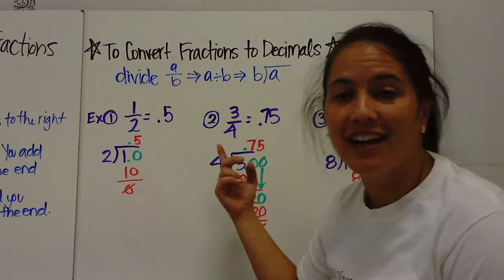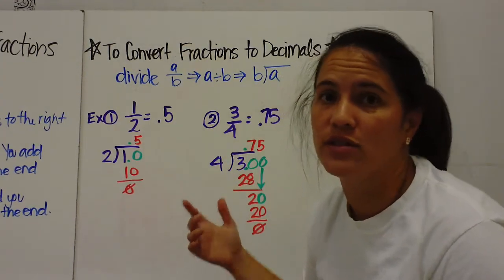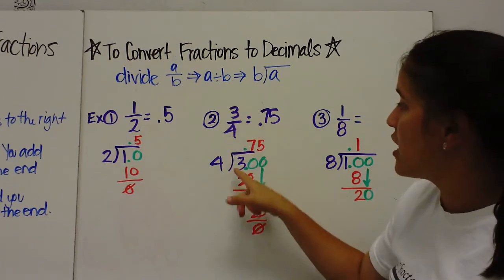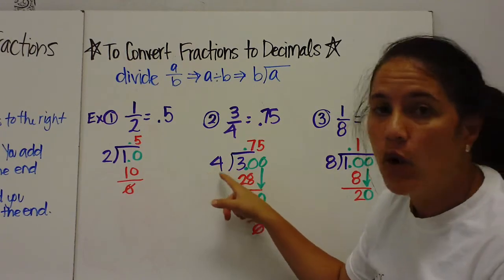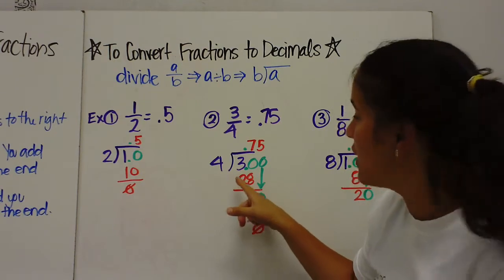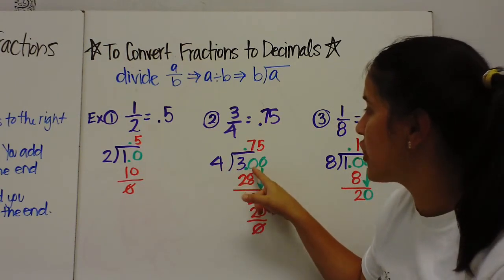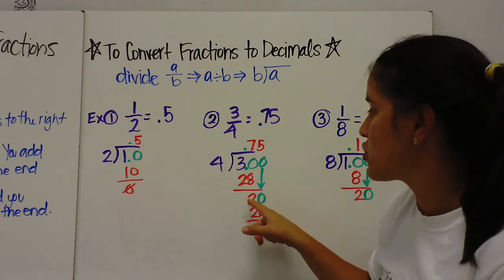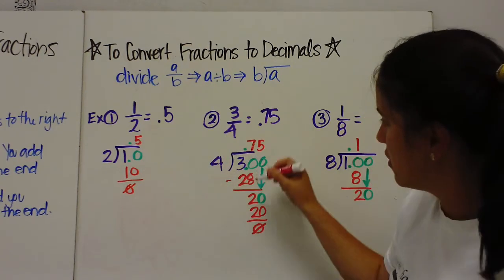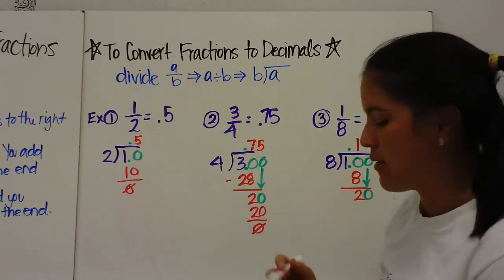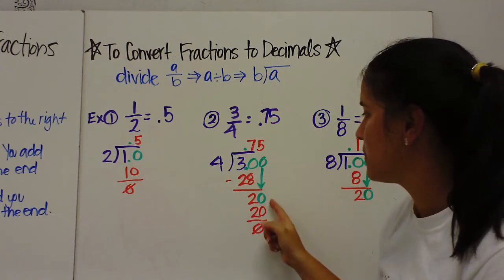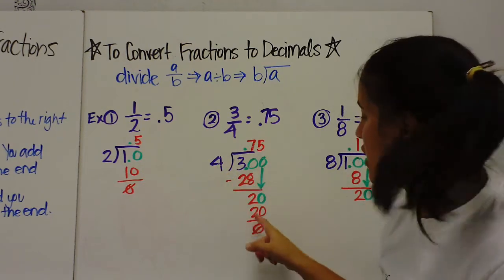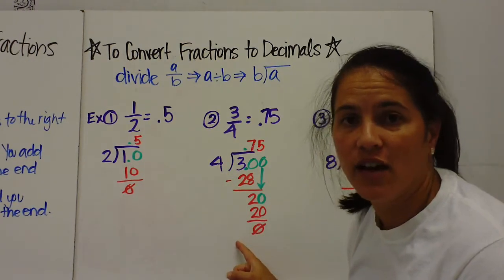Example 2, 3/4. Again, a very common one. We know that 3/4 is 0.75, so I want to show you where it comes from. 3 goes inside the house. 4 cannot go into 3, so we add a decimal and a 0. 4 goes into 30 7 times. 7 times 4 is 28. You subtract, and you have 2. So we bring down a 0, and now we have 20. Again, you can add zeros. 4 goes into 20 5 times. 5 times 4 is 20, and we have no remainder, so we're done. 0.75.